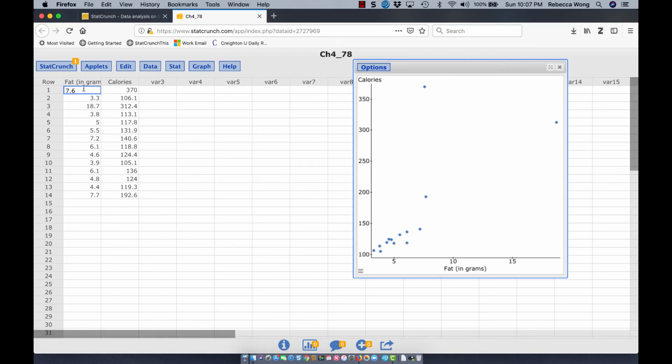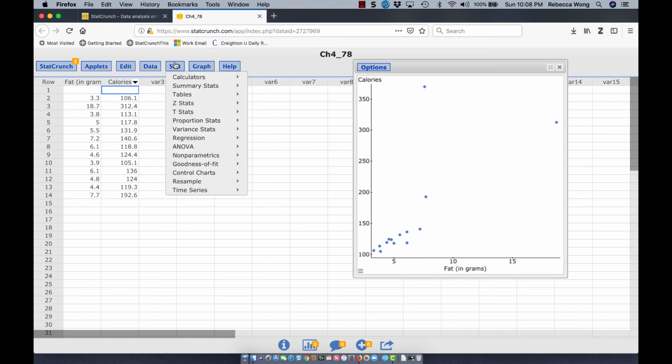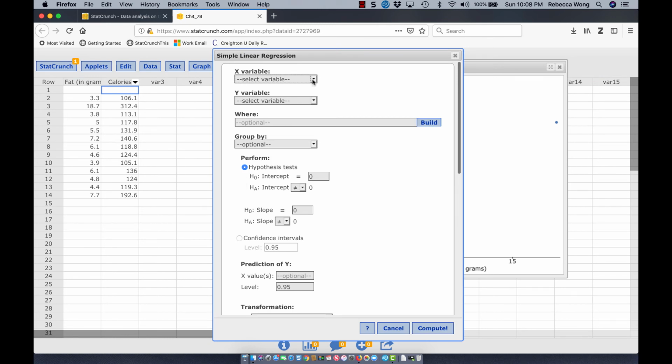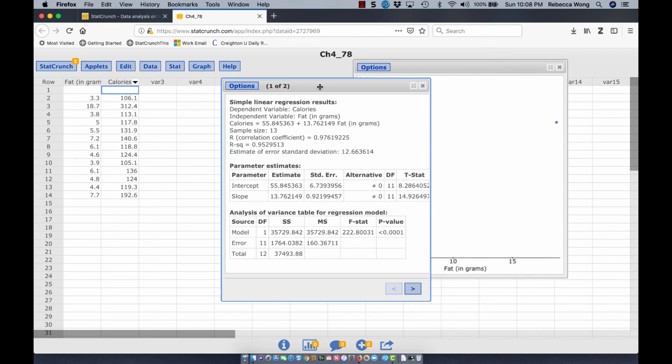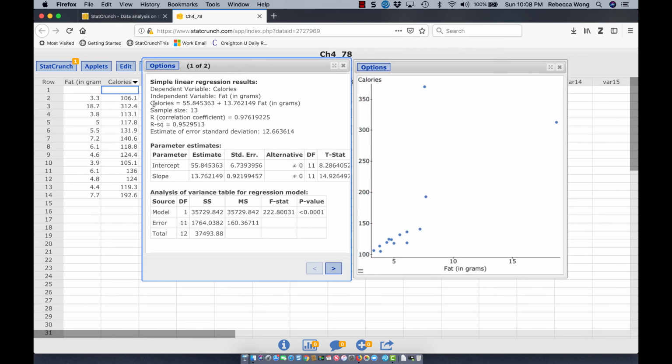We notice that the first row of our data contains a bar with 7.6 grams of fat and over 350 calories, 370 calories in fact. So this is our unusual data value. We're going to remove it from our data and recalculate the regression. Stat, regression, simple linear, with an x variable of fat and a y variable of calories. Now we're going to look at the effect on r and on the regression equation.